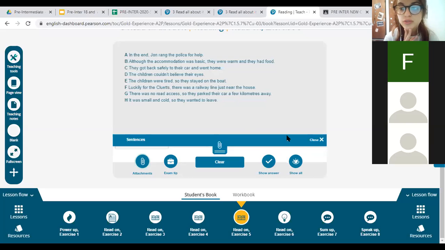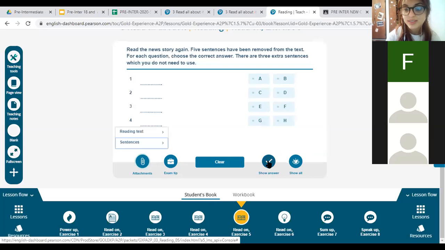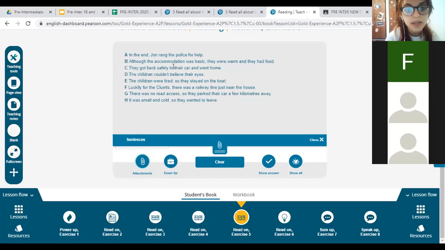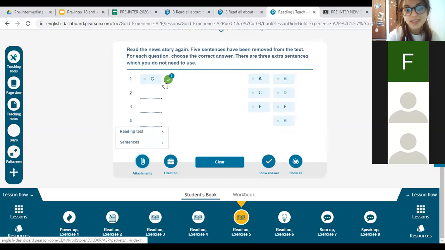There was a road. This one, there was no road access. Letter C is they got back safely to their car and went home. But did they go home? No. I think it's G. Yes, you are right. Take a look.